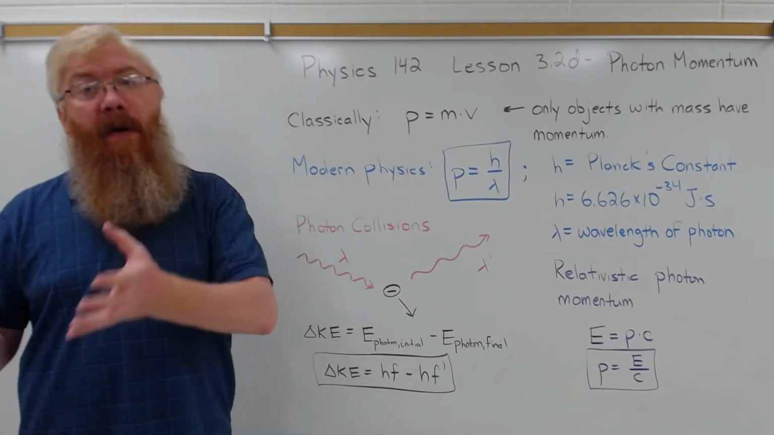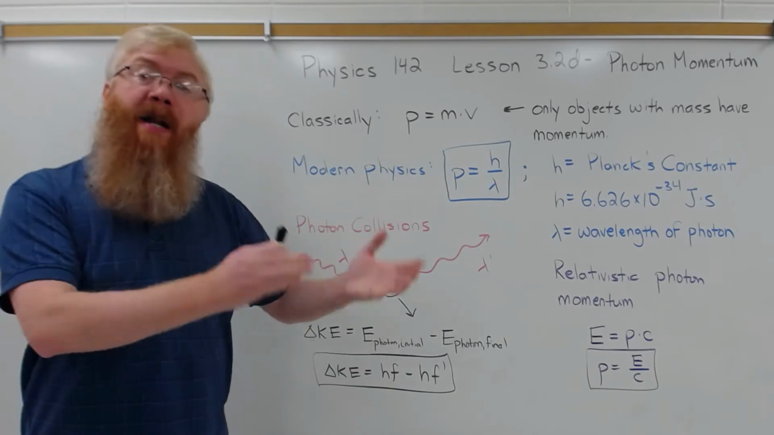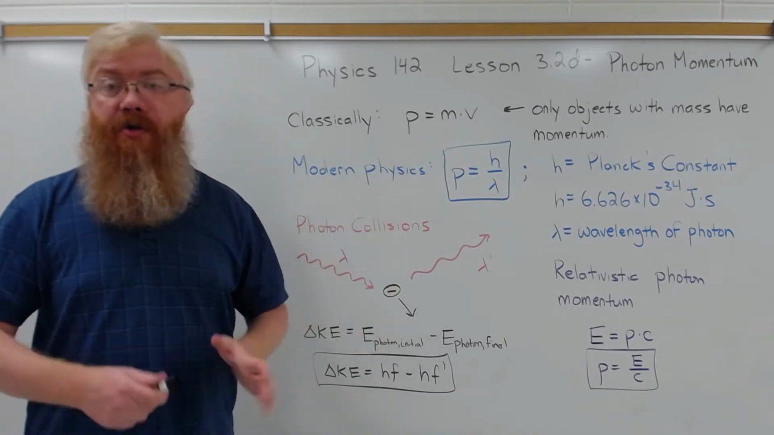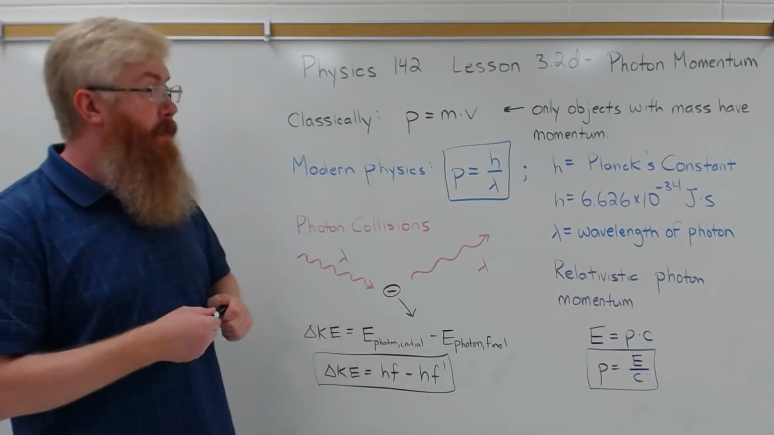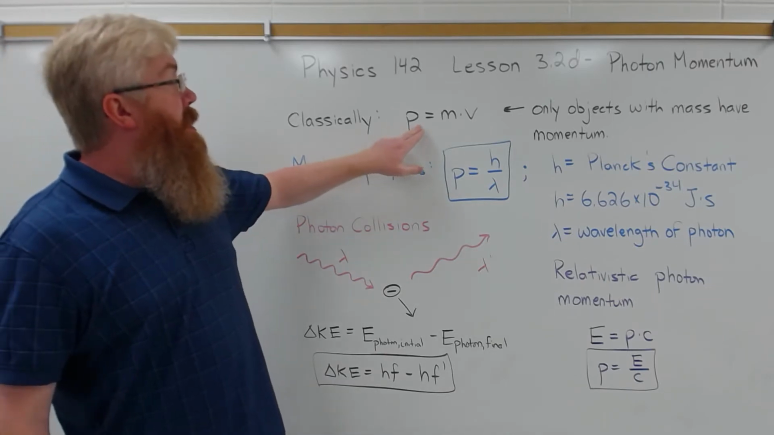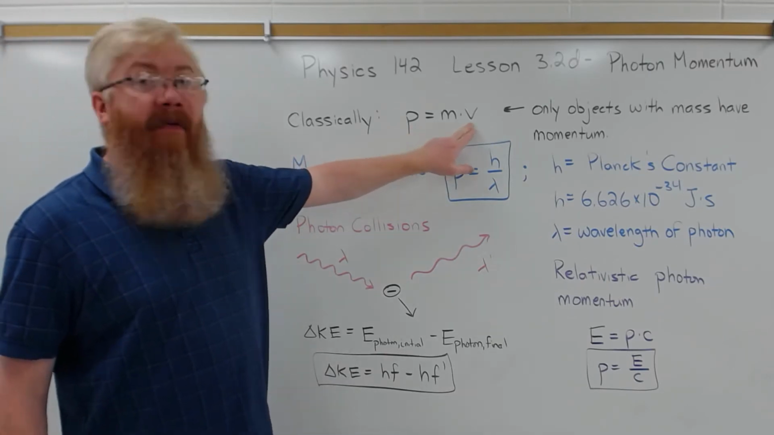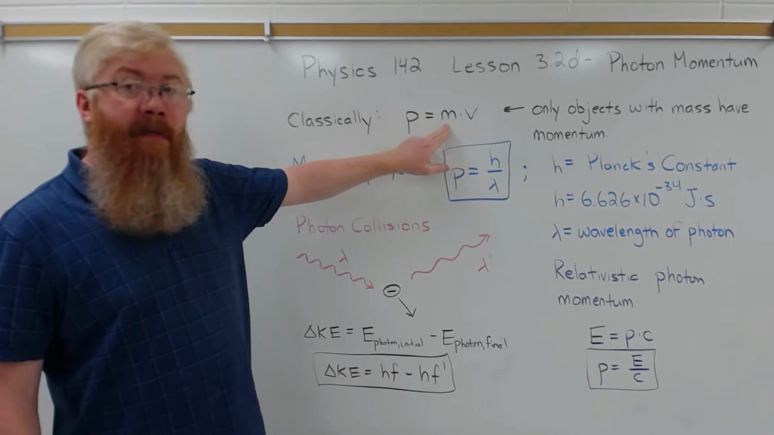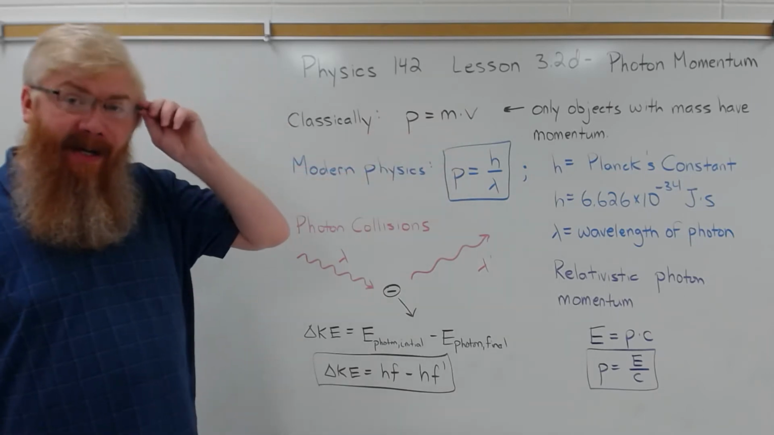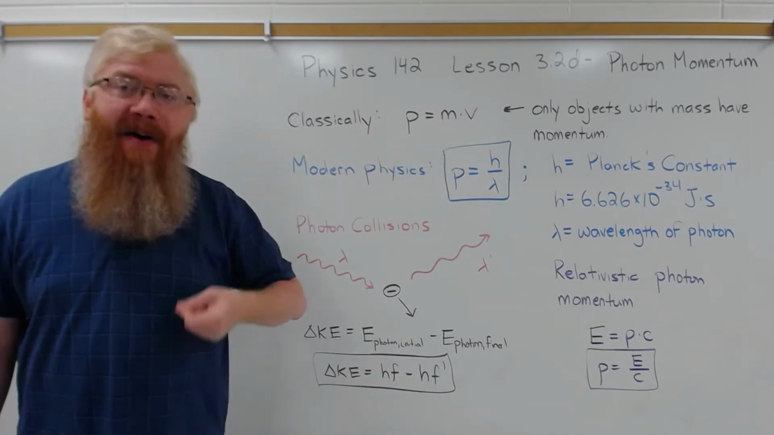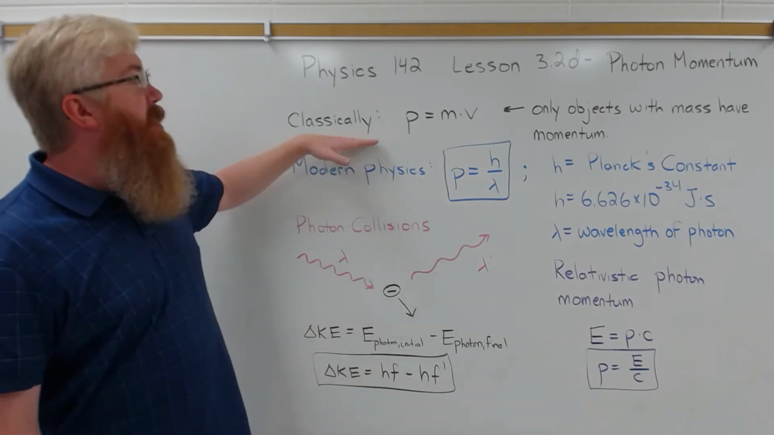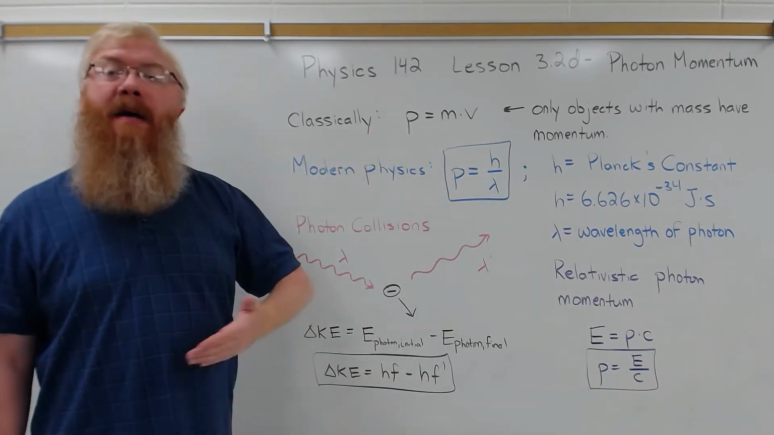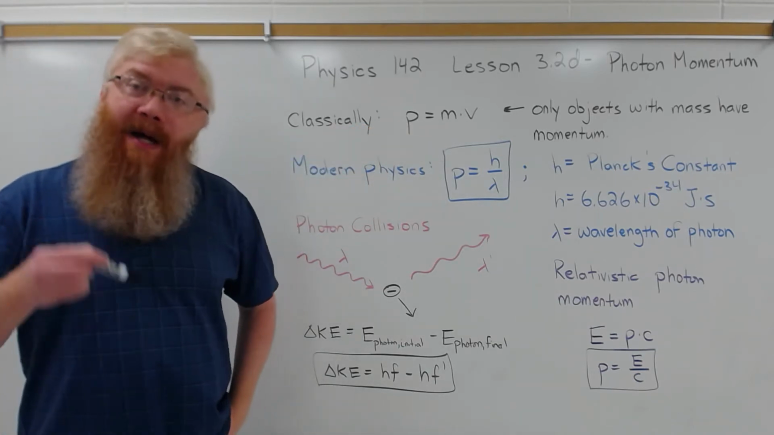So the initial momentum of a system is equal to the final momentum of the system after a collision or explosion occurs. But classically, momentum then, the object has to have a velocity and a mass. What about light? Light does not have mass. So classically, light should not have momentum. Well, it turns out that's not the case.